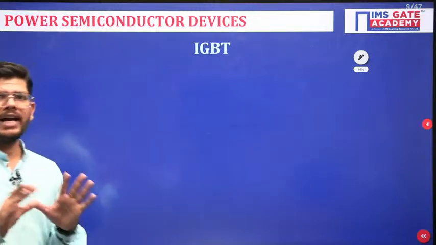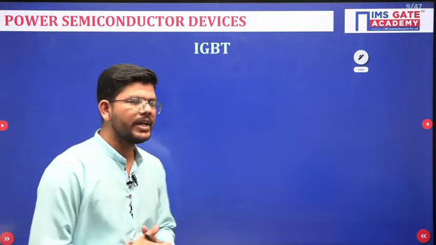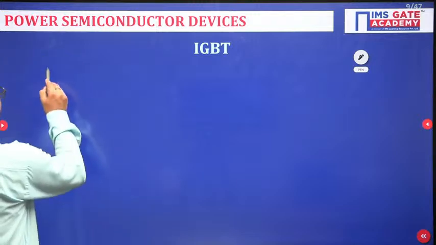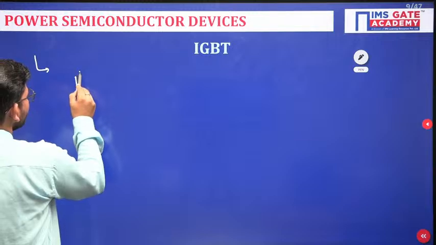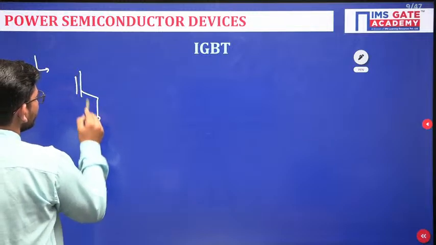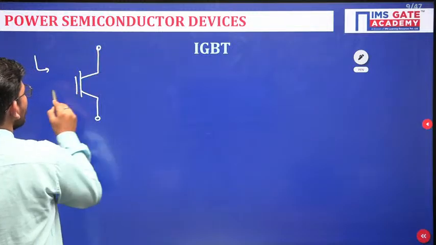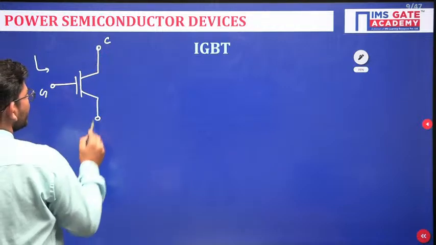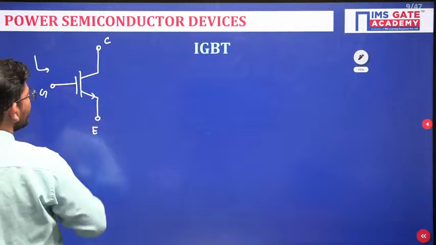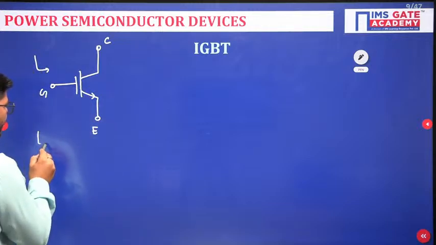After the MOSFET we have the IGBT, another transistor family device. So what is the circuit symbol? The circuit symbol looks somewhat like this. It is a mixture of the transistor and the MOSFET. We have a gate terminal and a collector and emitter terminal like the transistor. So it is again a 3-terminal device.